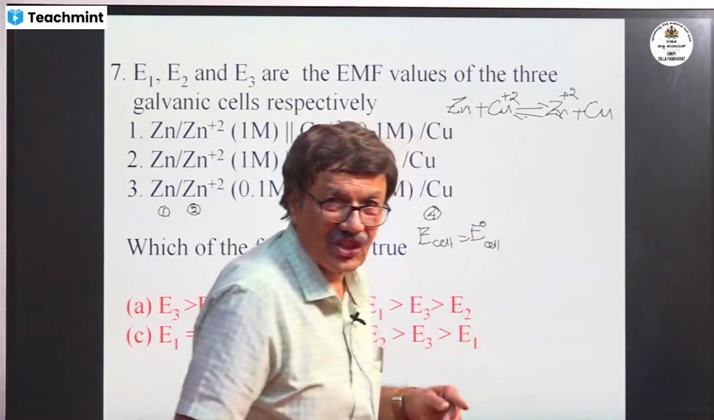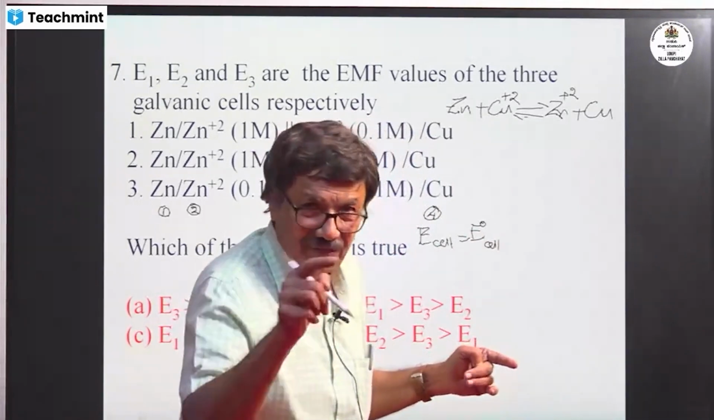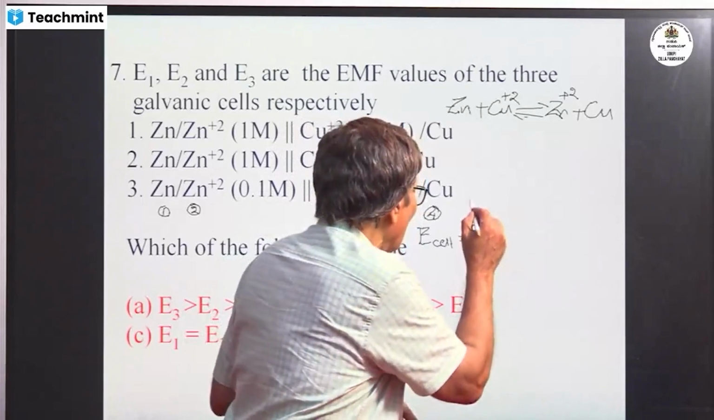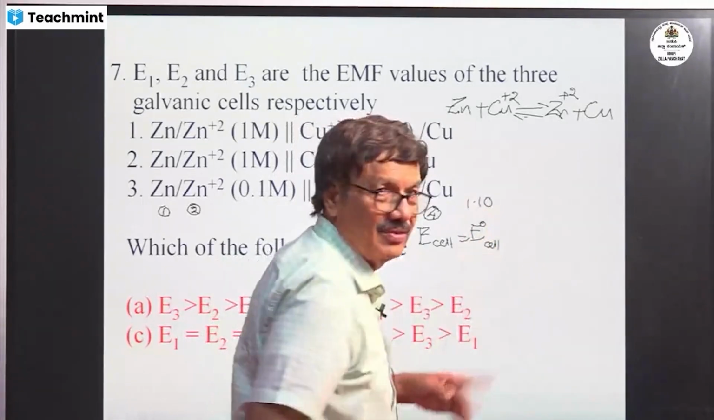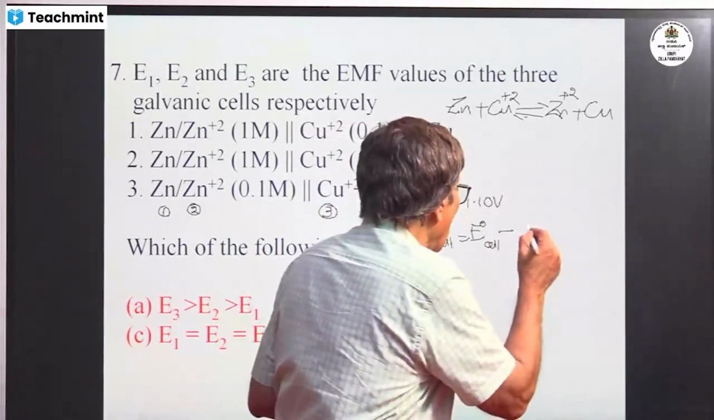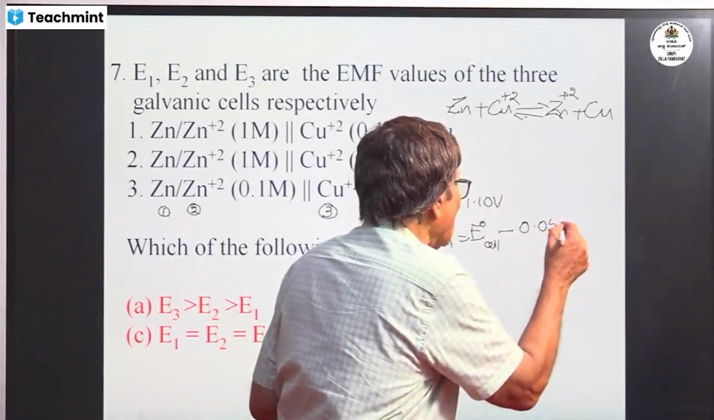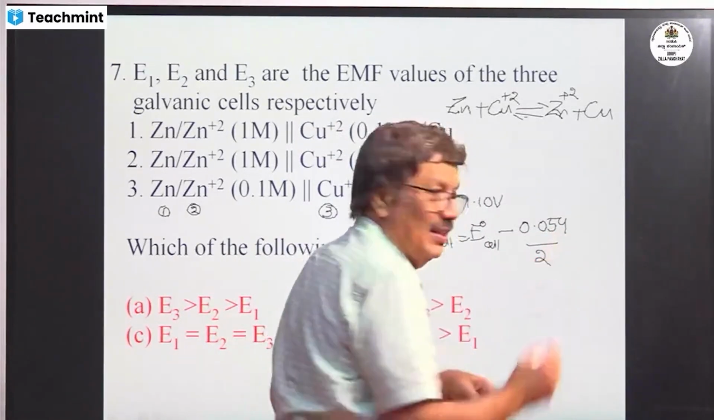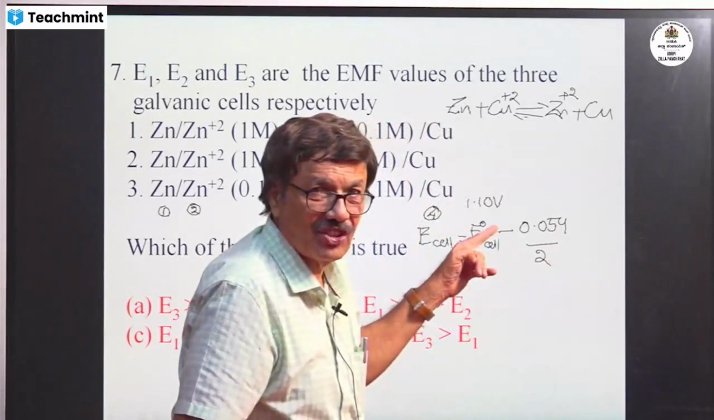After using the Nernst equation, E cell is equal to E naught of the cell, which is fixed for this cell, and for this cell it is 1.10 volt, minus 0.059 by n, which is 2. For calculation of the n, what will you do?